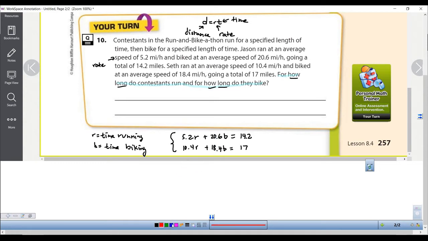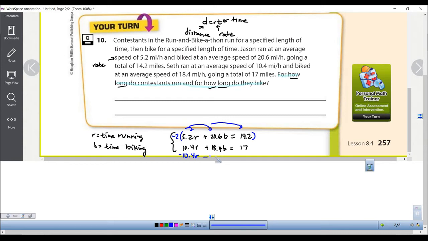And you heard me mention earlier, how convenient is that? Maybe you saw it as well. 10.4 is just twice 5.2, right? So if I take this top equation and multiply it by positive 2, those would be the same. But if I multiply it by negative 2, they will be opposites. So I'm going to get negative 10.4R. I'm again taking this top equation and multiplying everything by negative 2.